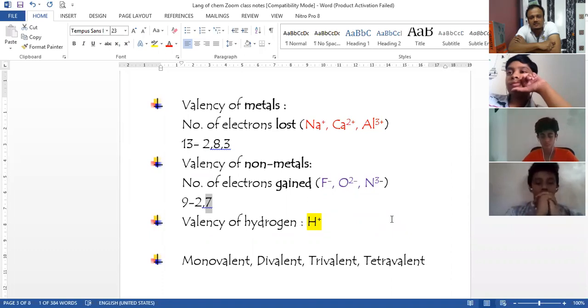Why? Because it is not possible to lose 7 electrons, because you have to deal with a great amount of energy to remove that kind of electron.